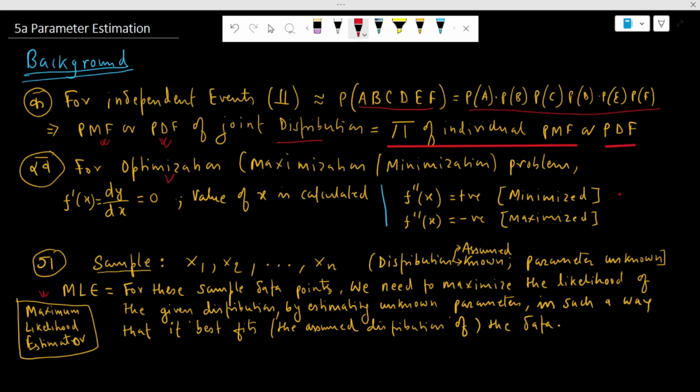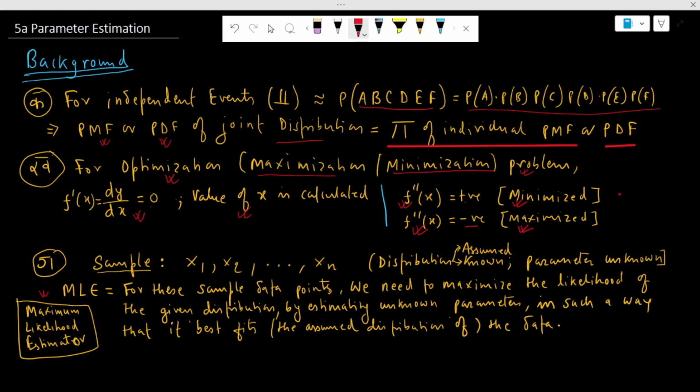And for an optimization problem, either we need to maximize or minimize a given function. First of all, we calculate the first order derivative, set it to 0, and calculate the value of x. If the second order derivative is positive, then the value of x is going to minimize the function. And if the second order derivative is negative, then the value of x is going to maximize this function.